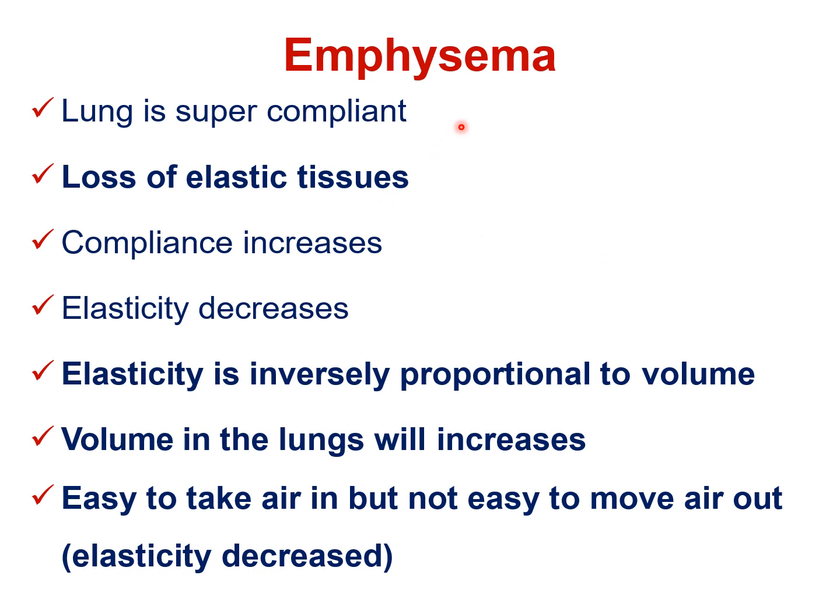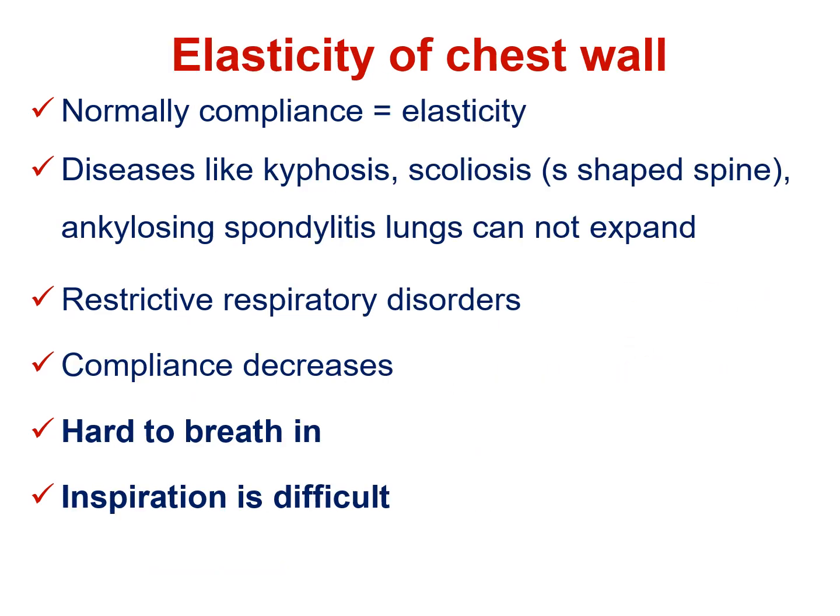And in case of emphysema, lung is super compliant, that is compliance increases. There will be loss of elastic tissue. Compliance increases, elasticity decreases. Elasticity is inversely proportional to volume, so the volume increases. It is easy to take in air but not easy to send the air out because of decreased elasticity. So this is emphysema. One is pulmonary fibrosis where the elasticity increases, and emphysema is another condition where the elasticity decreases.